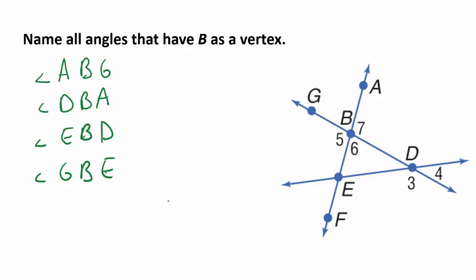Now some of these we can use numbers to name them, like DBA can be named angle 7. DBE, which is the same thing as EBD, can also be named angle 6. And then the last one here, GBE, can be named angle 5. So these are just different ways to name the same angle. But we've got 4 distinct angles that have B as a vertex.